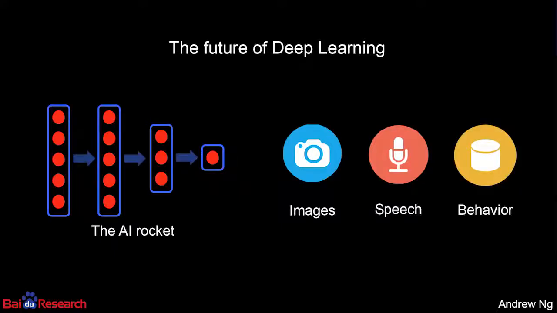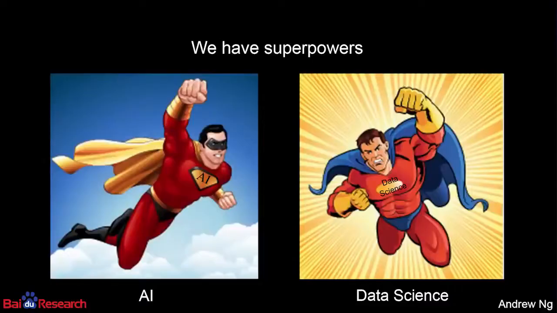Two more slides, really. You know, AI deep learning has been taking off over the past several years, and this is transforming the way we can recognize and process images, process speech, and process user behavior data. And I just want to close with one last thought, which is that when I look at the state of deep learning, when I look at the state of data science, I feel like all of us in this room, right?